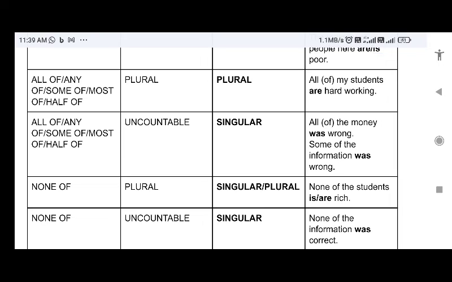Again, none of plural, then singular or plural both are accepted. But just like the previous one, if none of is joining uncountable nouns, then the verb will also be written in singular. Remember these things. All of, any of, some of, most of, half of, or none of, whenever they are conjoining uncountable nouns, their verbs will be written in singular. None of the information was correct. See, was correct. It's not that are correct or were correct. It is always was correct, or you can write is correct. That depends on you.